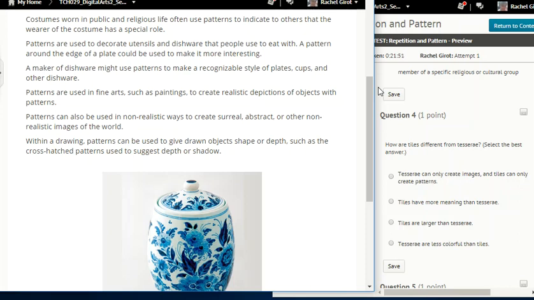Patterns are used in fine arts such as paintings to create realistic depictions of objects with patterns. Patterns can also be used in non-realistic ways to create surreal, abstract, or non-realistic images in the world. Within a drawing, patterns can be used to give drawn objects shape or depth, such as the crosshatched patterns used to suggest depth or shadow.